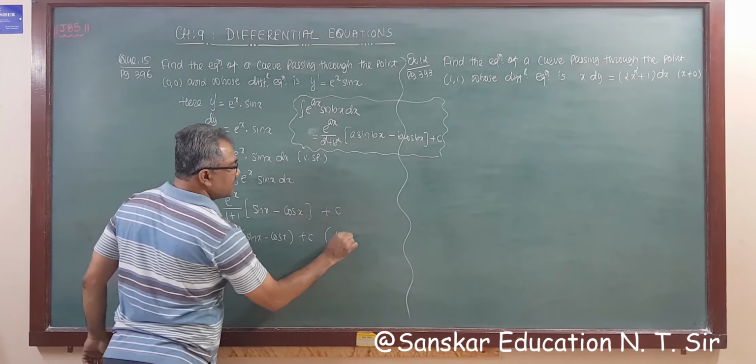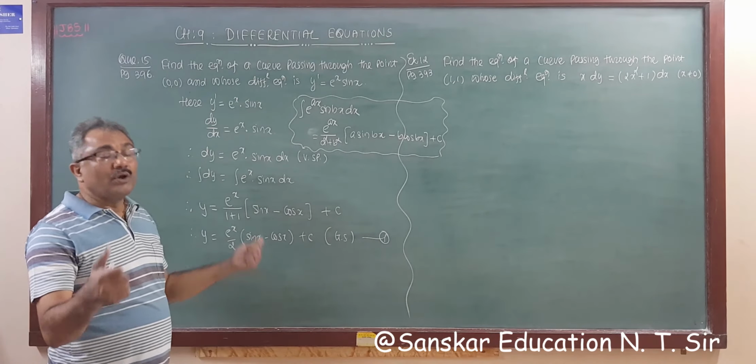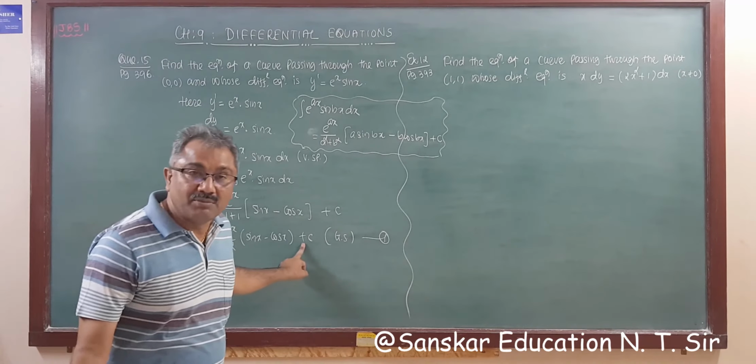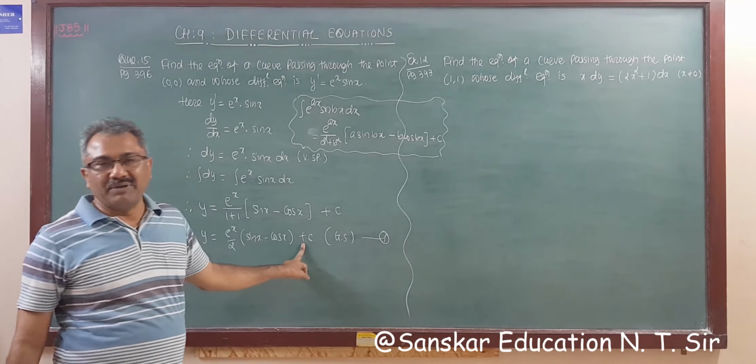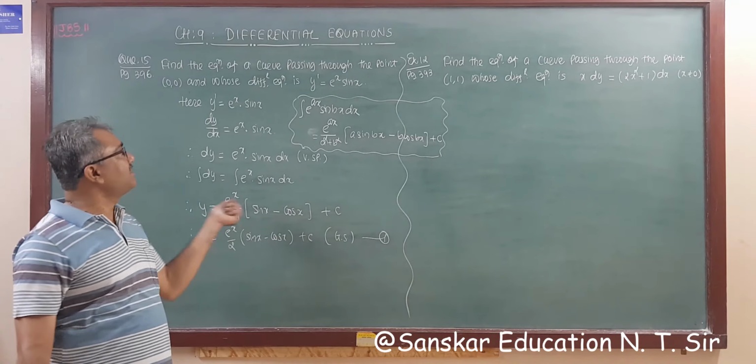This is your general solution, say equation number 1. Now you have to find out the curve, right? In a curve there must be no arbitrary constant. Arbitrary constant होना नहीं चाहिए, तो इसको रिमूव करना है. तो कौन सा कंडीशन दिया है?